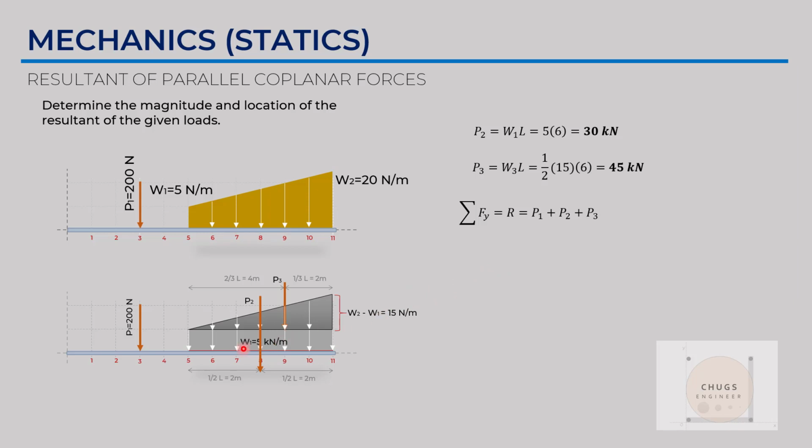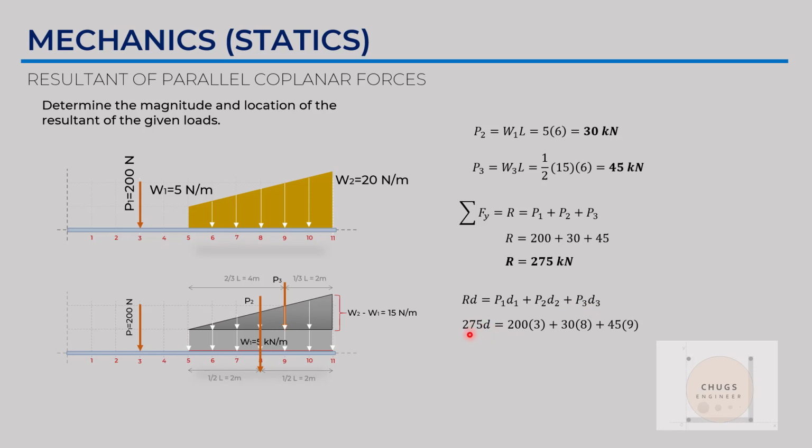So ito, hindi na natin ito gagamitin na mga W. Ang gagamitin na natin is yung P1 and P3 kasi kinonvert na natin yan into their resultant forces. Okay, that is R, 20 plus 30 plus 45, that is 275. And to find the location of the resultant force, we have the Varignon's theorem again. So RD is equal to P1 D1 plus P2 D2 plus P3 D3.